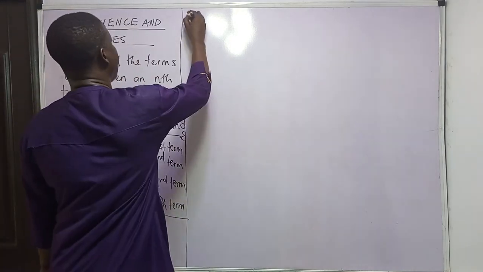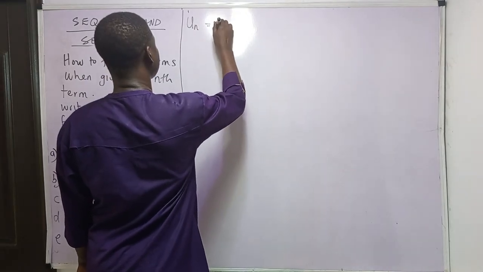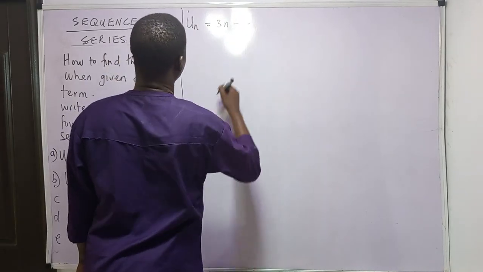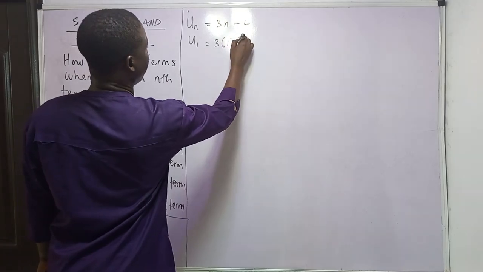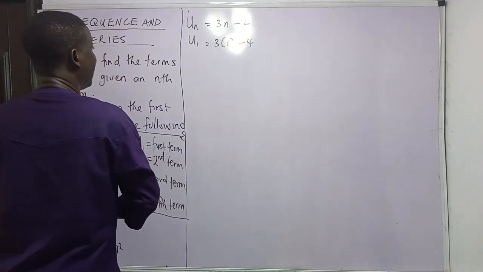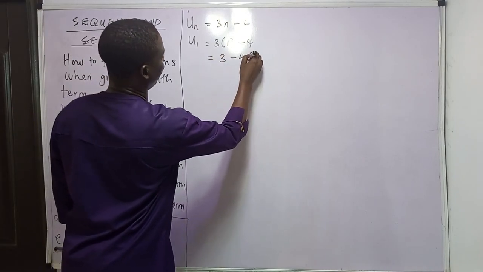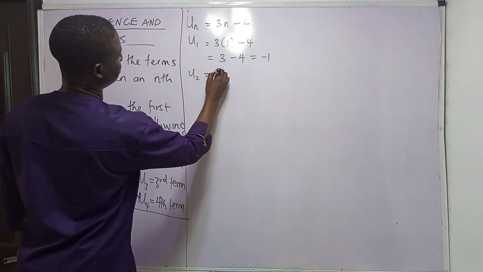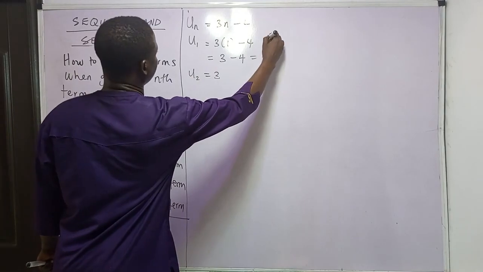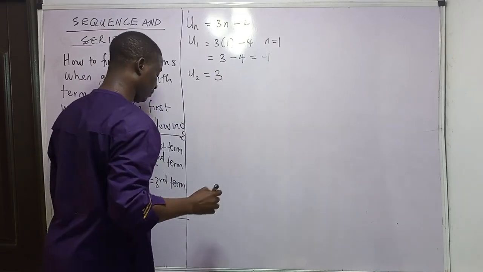Now, let's go to the first question. The first question says given the nth term as 3n minus 4. So our U1 will be 3 into bracket 1 minus 4. What do we have? 3 minus 4, or minus 1. To get U2, substitute n equals 2. This one was when n equals 1.